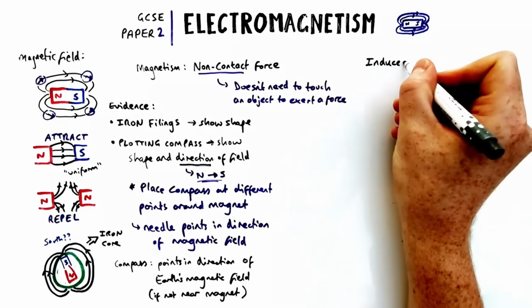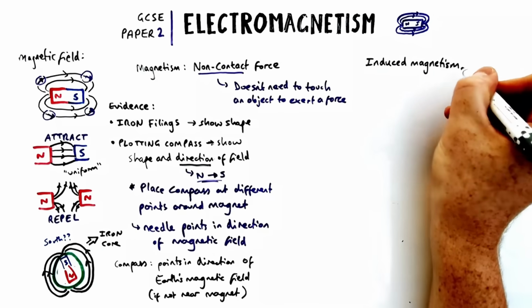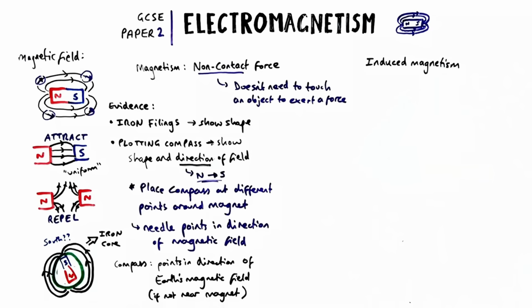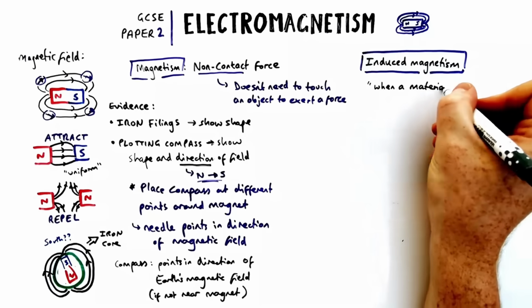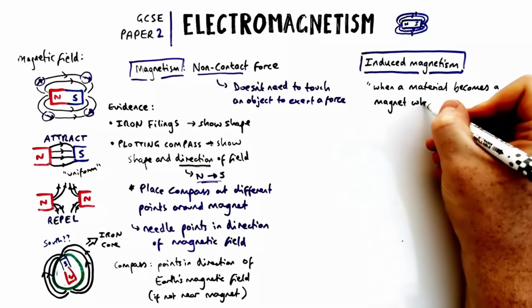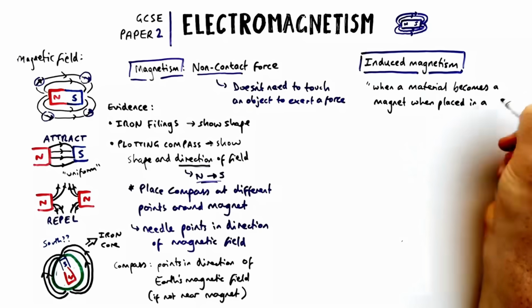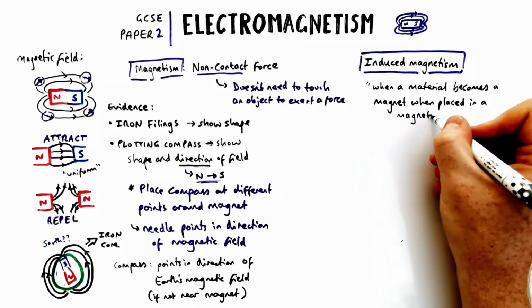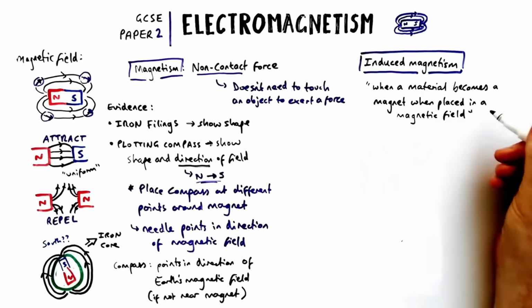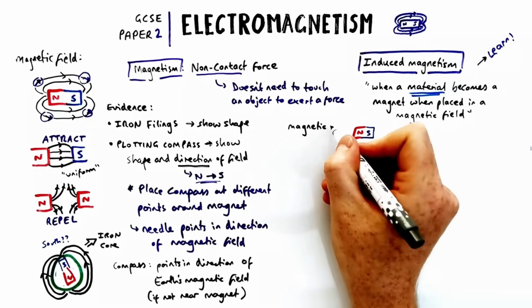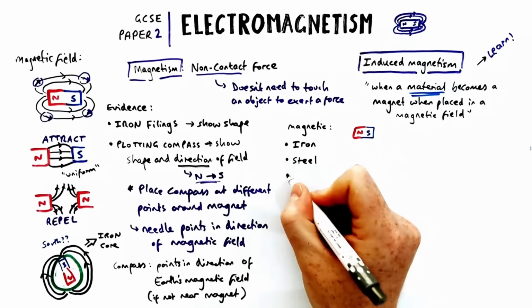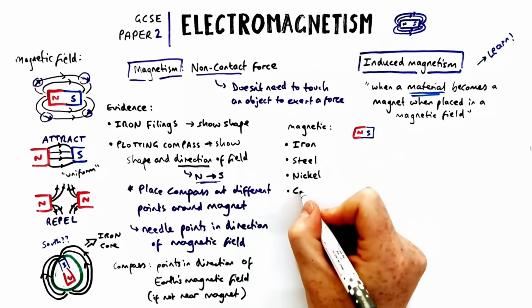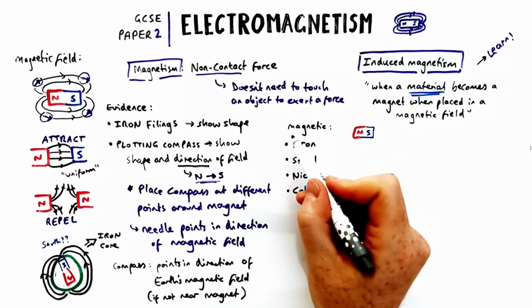Next, we're going to look at the type of temporary magnet called an induced magnet or induced magnetism. So induced magnetism can be defined as when a material becomes a magnet when placed in a magnetic field. So let's look at an example of this. Now this only works with magnetic materials such as iron, we've already discussed, and we've also got steel, cobalt and nickel are the 4 magnetic materials you need to know about for GCSE.